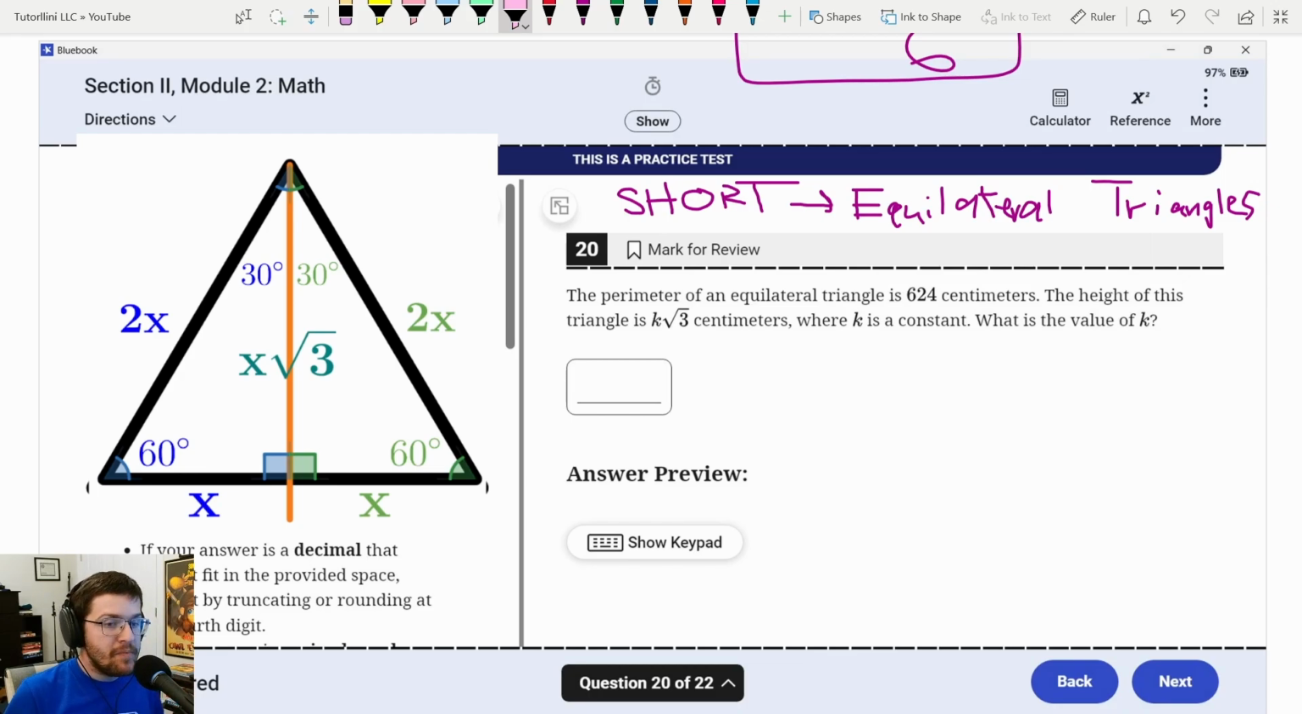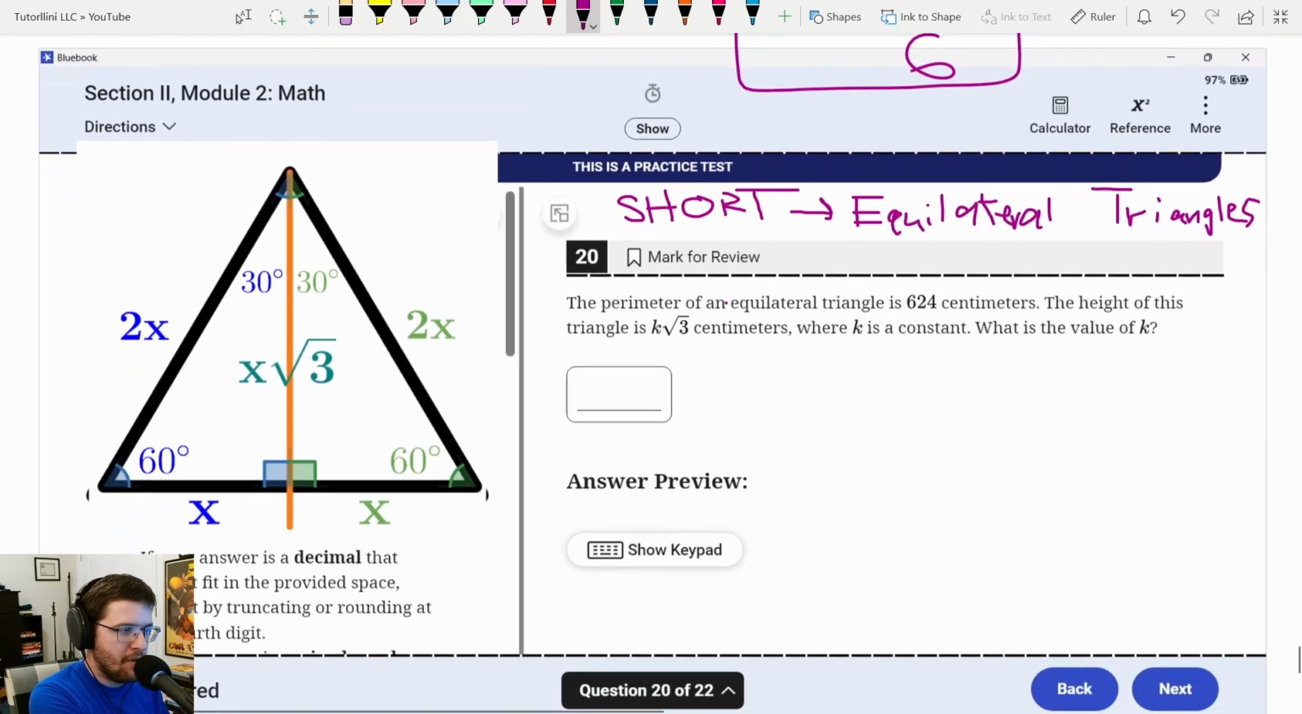So anyway, in that video, I go over how in an equilateral triangle, all the sides are the same, and every angle is 60 degrees, 60 degrees, 60 degrees. The formula for the perimeter is 3s. So if the perimeter is 624, which is what they tell us, and I divide both sides by 3, the side length is 208.